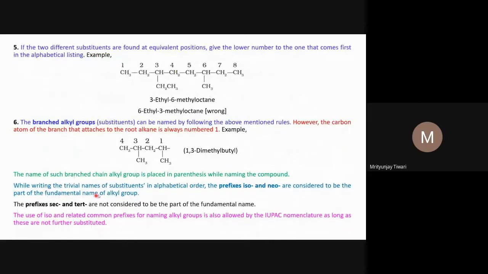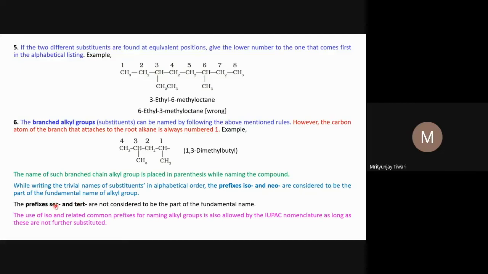So while writing the trivial names of substituents in alphabetical order, the prefixes iso and neo are considered to be part of the fundamental name of the alkyl group. So they will be considered in the alphabetical ordering. They will be part of the fundamental name of the alkyl group. However, the prefixes like sec, tert, are not considered to be part of the fundamental names, because these prefixes represent a number.